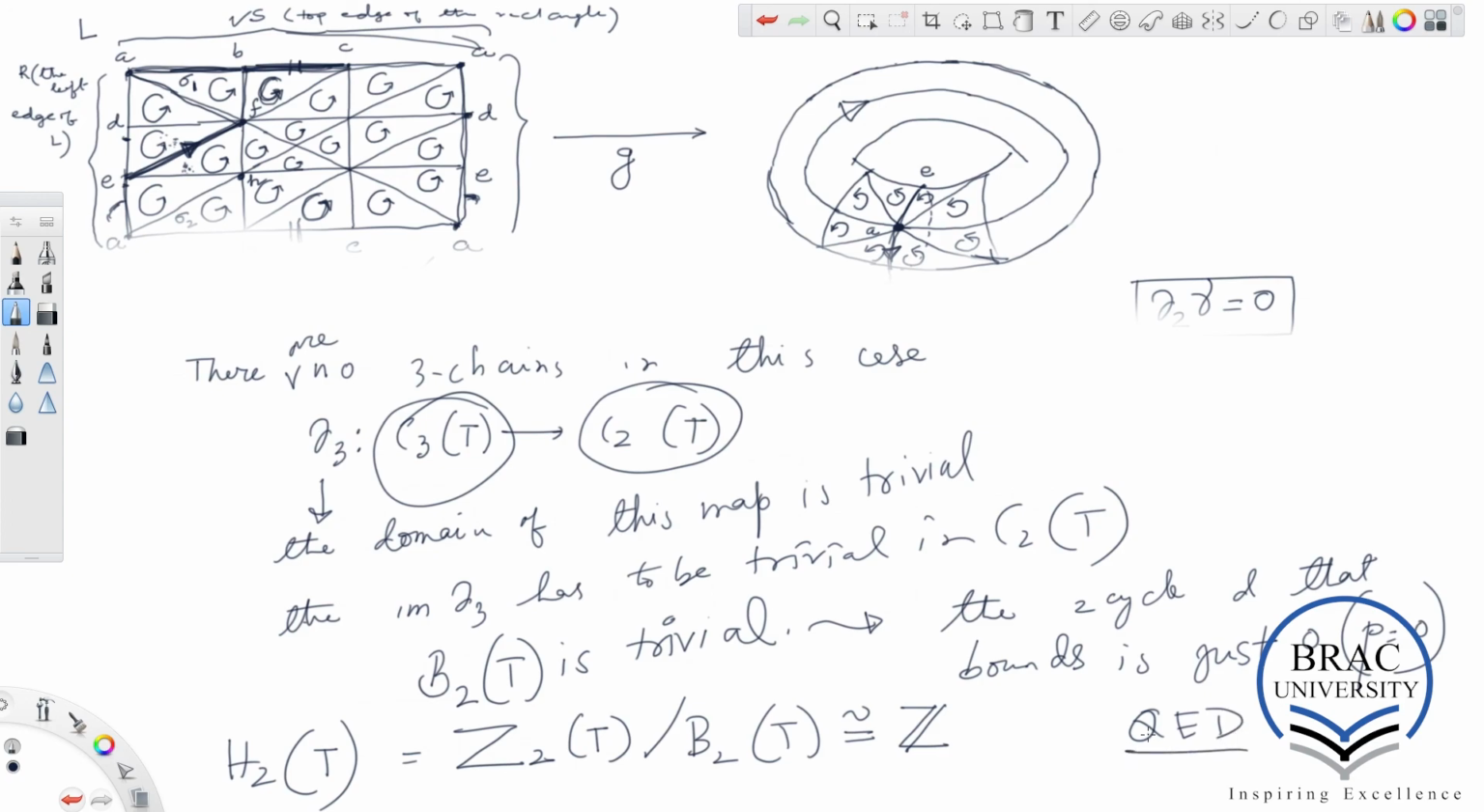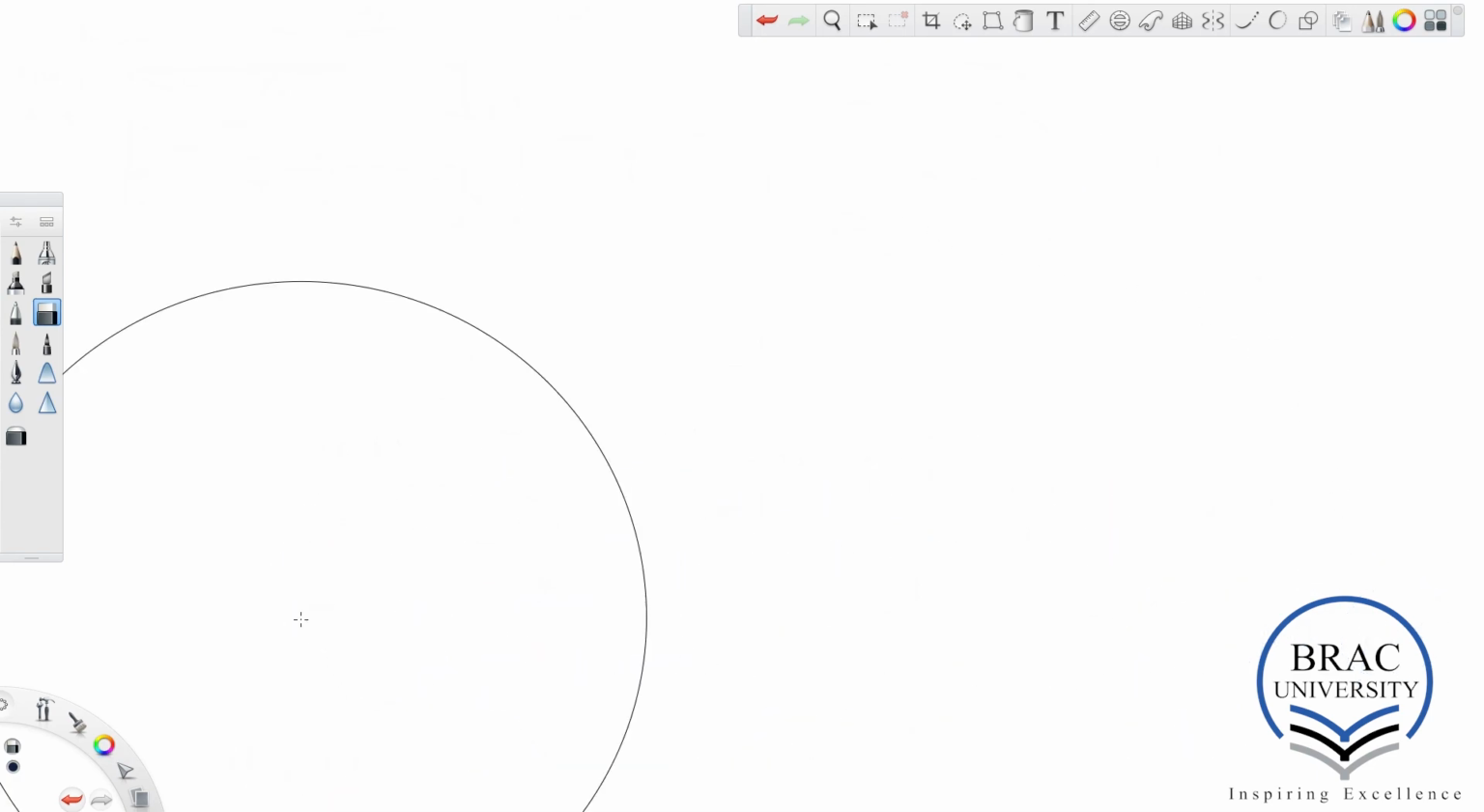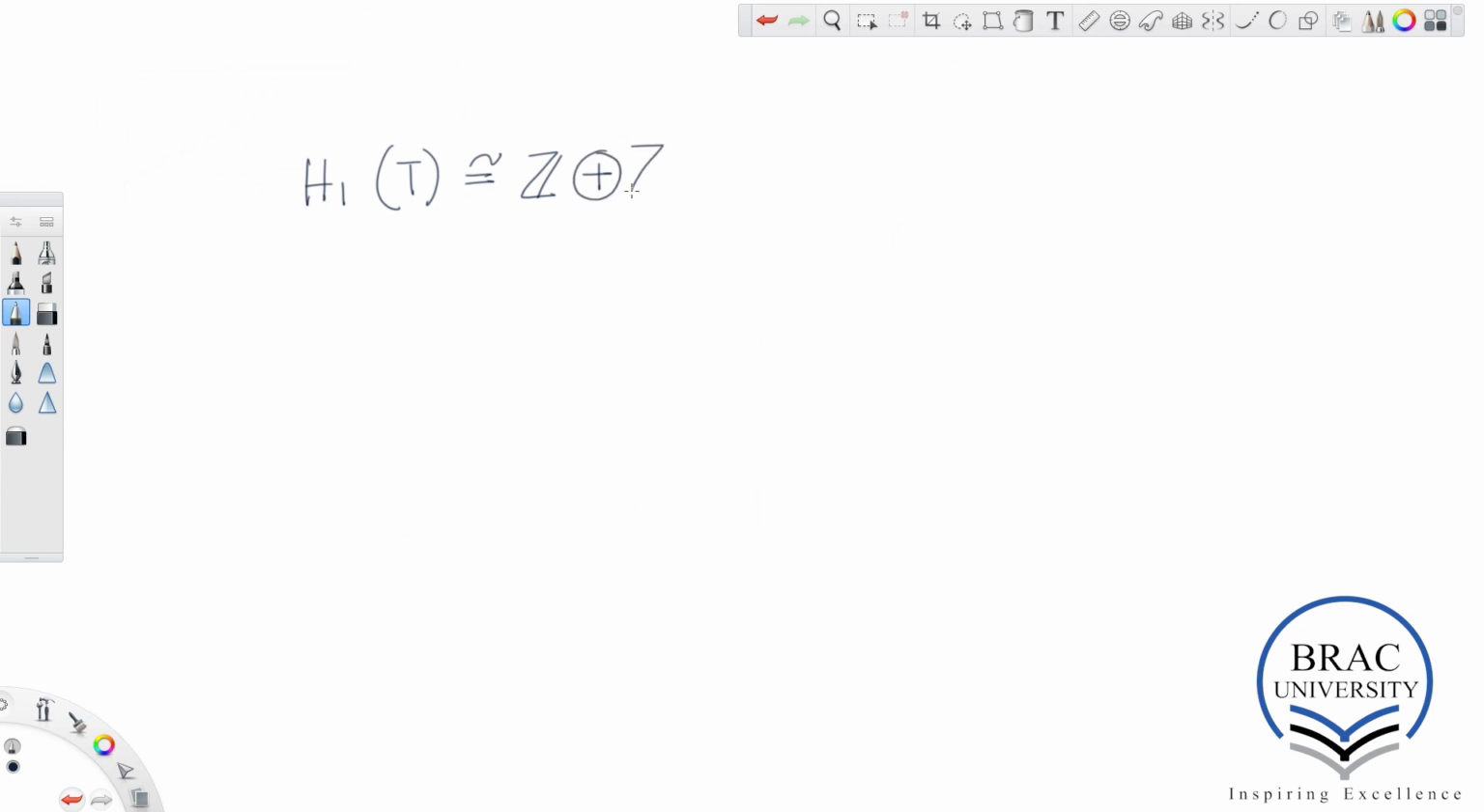Okay, so we have thus seen that the first homology group of the 2 torus is isomorphic to Z direct sum Z, and the second homology group of the 2 torus is isomorphic to Z. Both of them are free abelian groups. There is no torsion component. Okay, all right. QED. So this is the first theorem.